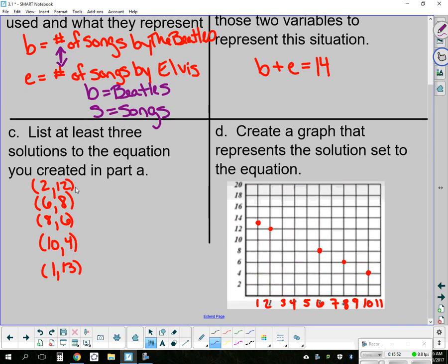Part C, you might have some of these same numbers, you might have chosen different ones. Could you have negatives in this list? I think no, it's not possible to have a negative number of songs. The smallest number you could have for either of them would be 0, and the greatest number you could have would be 14, okay? So you would not have any negative numbers in this list.